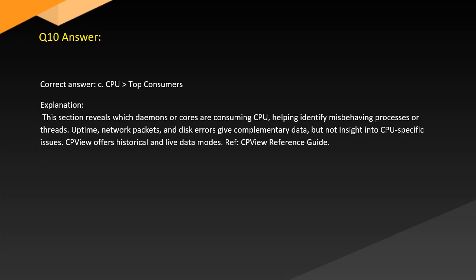Answer. Correct answer: C. CPU top consumers. Explanation. This section reveals which daemons or cores are consuming CPU, helping identify misbehaving processes or threads. Uptime, network packets, and disk errors give complementary data, but not insight into CPU-specific issues. CPView offers historical and live data modes. Ref. CPView Reference Guide.